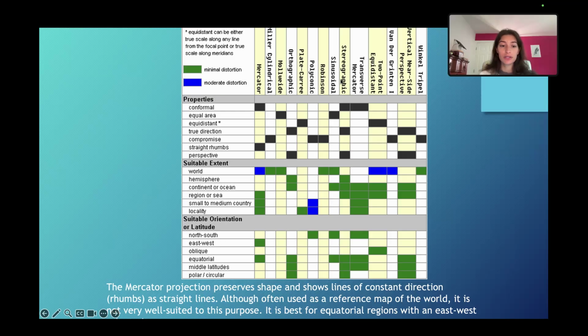This one is focusing more on the Mercator projection in this case. It's telling you we preserve shape and show lines of constant direction. Although it's often used as a reference map of the world, it's not very well suited to its purpose apparently. So again, I suggest you just screenshot these, keep them on your desktop somewhere if there's something useful to you.